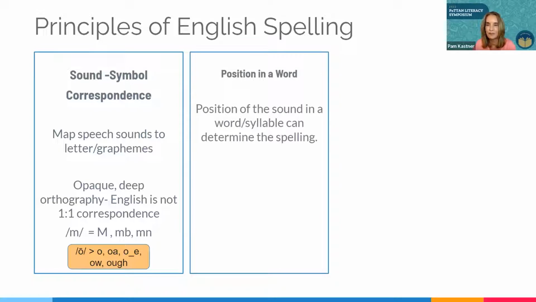Next up, position in a word. Where a phoneme falls within a word is going to tell us how it will be spelled with a grapheme.